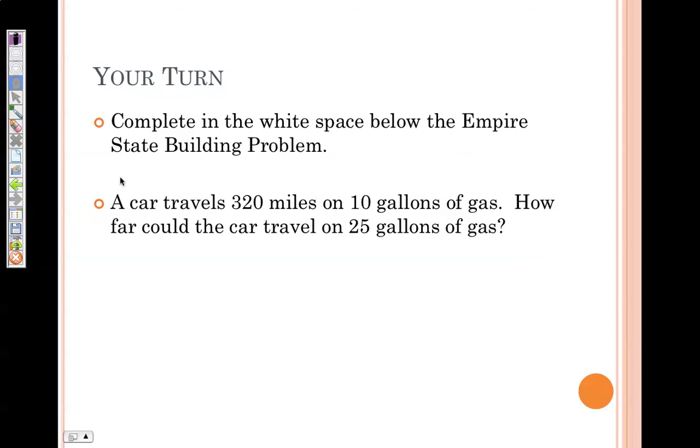It says, a car travels 320 miles on 10 gallons of gas. How far could the car travel on 25 gallons of gas? Use your knowledge of writing proportions and solving proportions to solve this problem.